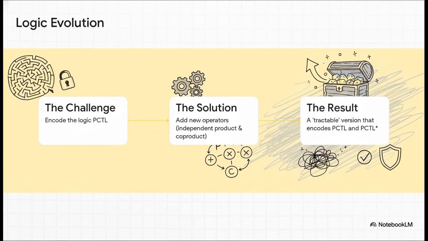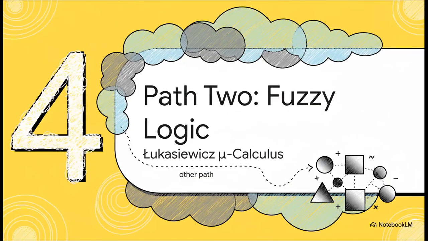And what came out the other side was a much more powerful version. They call it a tractable version, which basically means that even though the problems it solves are incredibly complex, we can actually get a computer to figure them out in a reasonable amount of time. It could finally do the job it was meant to do. Okay, let's hit rewind and go back to that fork in the road. It's time to check out the other path.